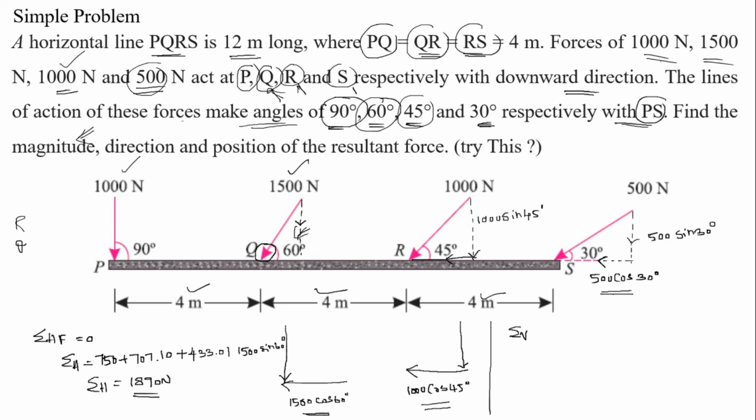Similarly, the sum of vertical forces. So add all the vertical forces here. 1000 Newton is there, right? So 1000 Newton, 1000 is downward.